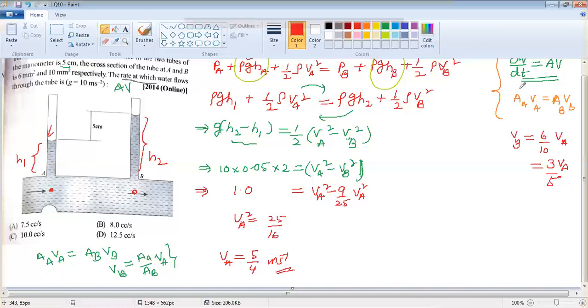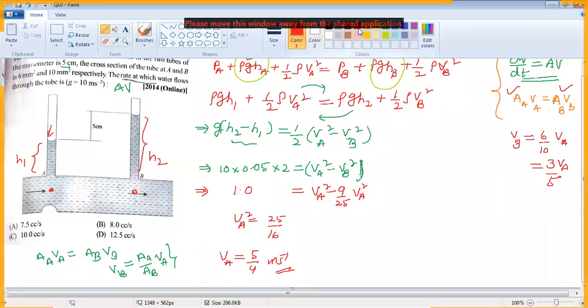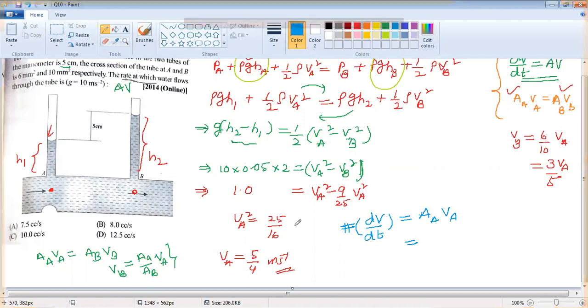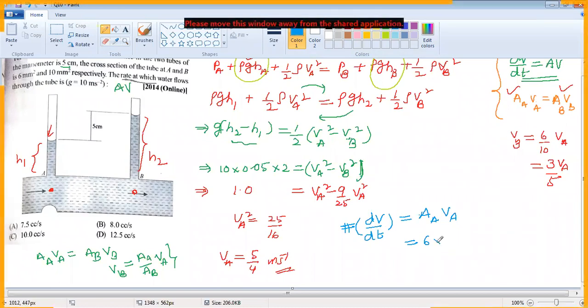You can take in this relation or you can take in this relation. We know VA, so you can take the area of A into VA. That's the better way. Do you understand that? Yes, sir. So as per the requirement, he is asking dV by dt. So dV by dt is equal to area of A into speed at A. Area of A is nothing but 6 millimeter square. We convert it into centimeter square because we want our answer in cubic centimeters per second. So that is 6 into 10 power minus 2 centimeter square.